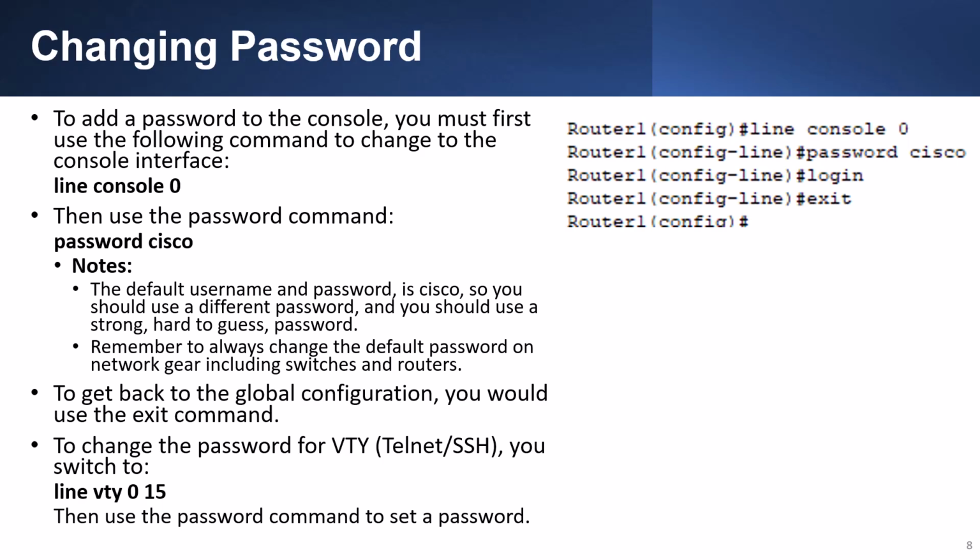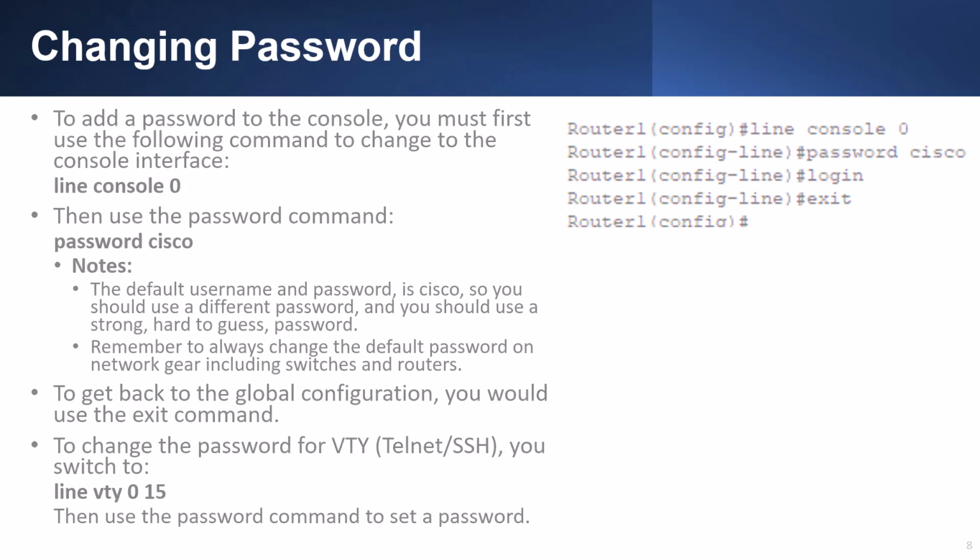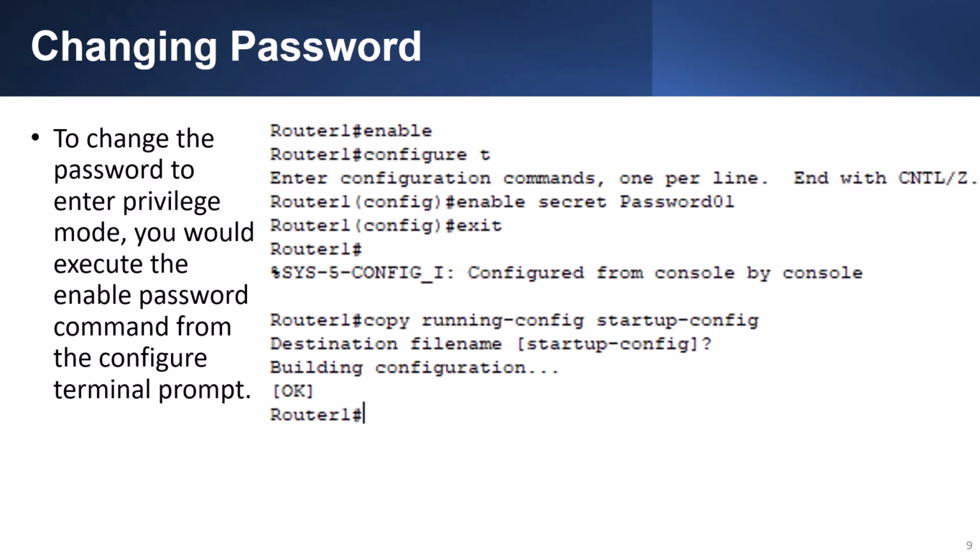To change to the password-free VTY, which is used for Telnet and SSH, you would switch to line VTY 0 15. Then use the password command to set the password. To change the password to enter privilege mode, you would execute the enable password command from the configure terminal prompt.